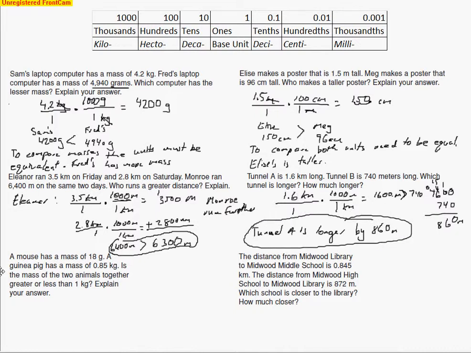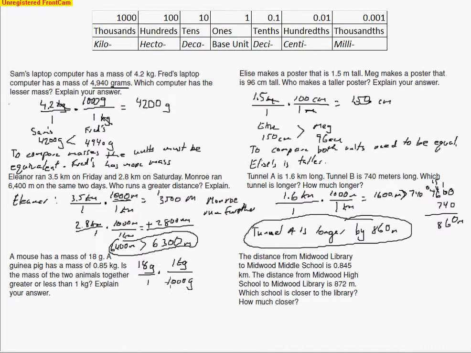Well, next one says a mouse has a mass of 18 grams. A guinea pig has a mass of 8,500 grams. Is the mass of the two animals together greater or less than 1 kilogram? So let's go ahead and change them so that they're the same. This time we're going to change grams to kilograms, because we need to see if they weigh a kilogram. So we'll do that by changing 18 grams and multiply. This time we want 1 kilogram on top, because that's the unit that we want, and we want to cancel out the grams. So there's 1,000 grams in a kilogram.